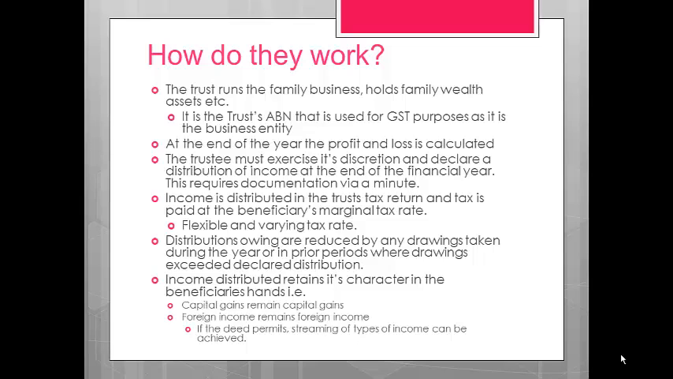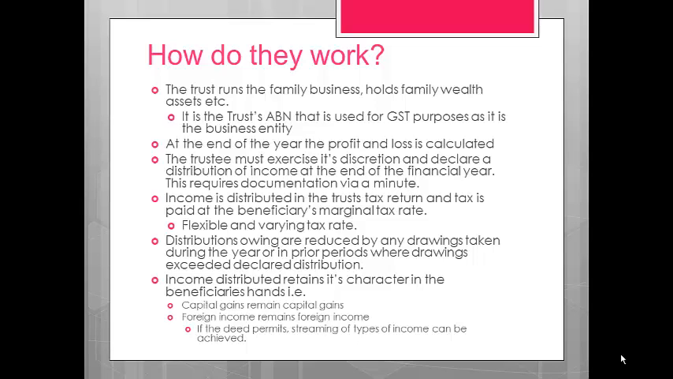So how do they work? The trust generally runs the family business or holds the family wealth assets. It is the trust's ABN that is used for GST purposes, as it is the business entity. At the end of the year, the profit and loss is calculated, and the trustee must exercise its discretion if it's a discretionary trust and declare a distribution of income at the end of the financial year. This requires good documentation via minute.